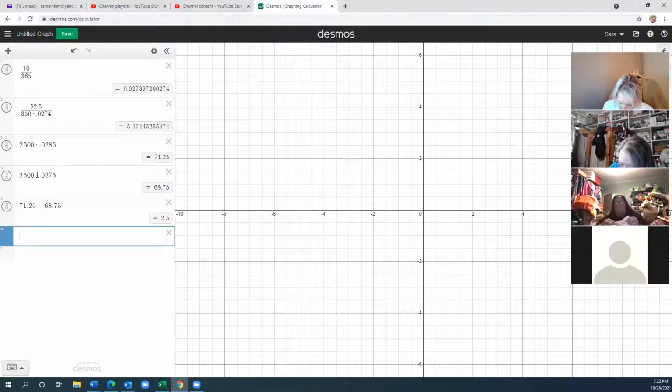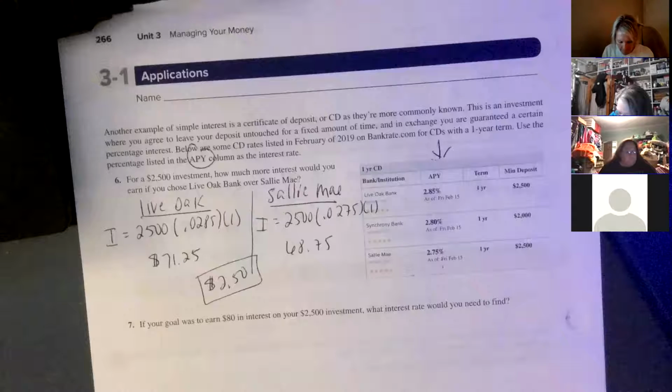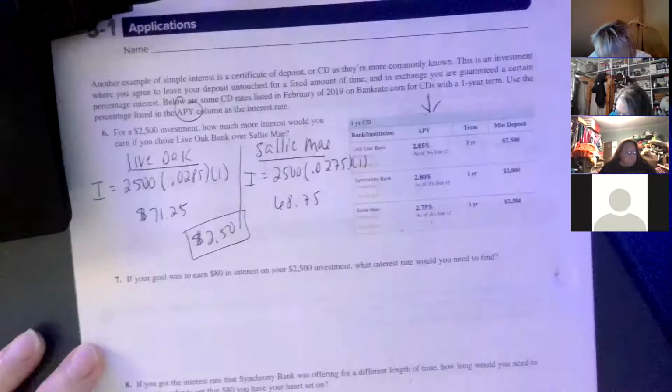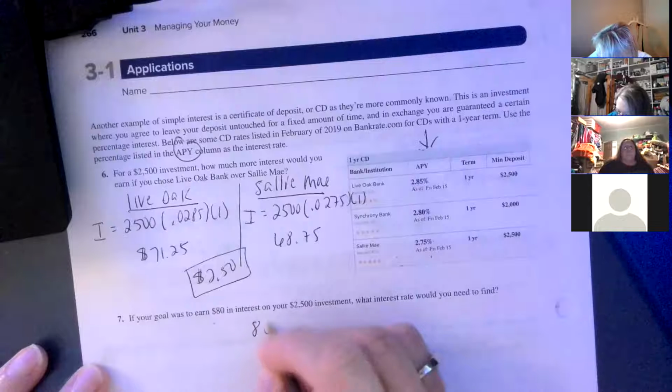Okay. So next up says, if your goal was to earn $80 in interest on your $2,500 investment, what interest rate would you need to find? So definitely need a bigger interest rate to be able to earn $80 compared to 71 or 68, right? So we want to earn $80 interest.